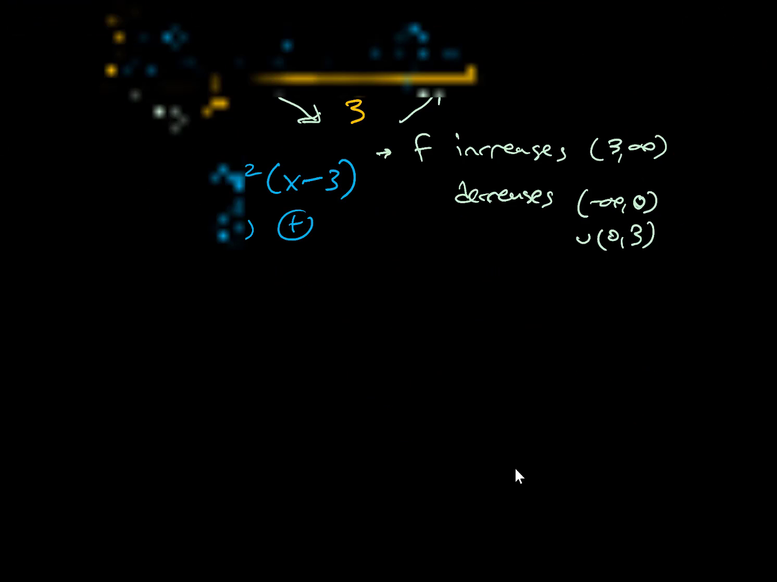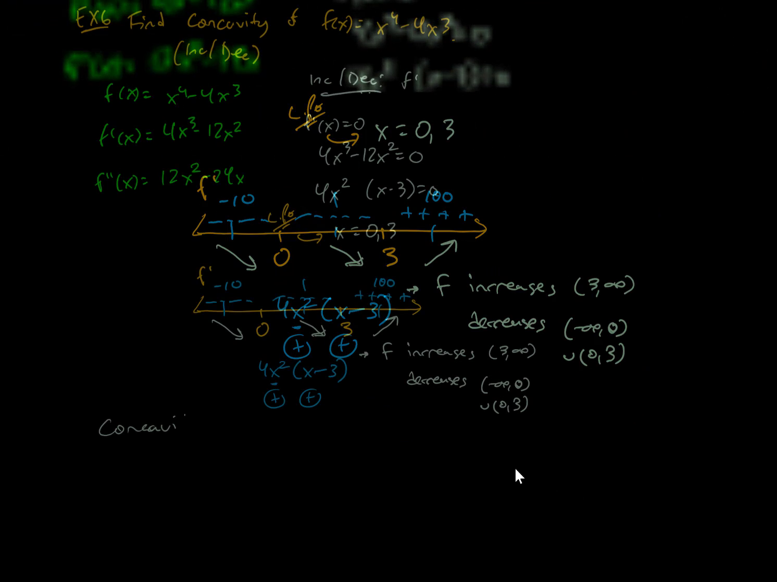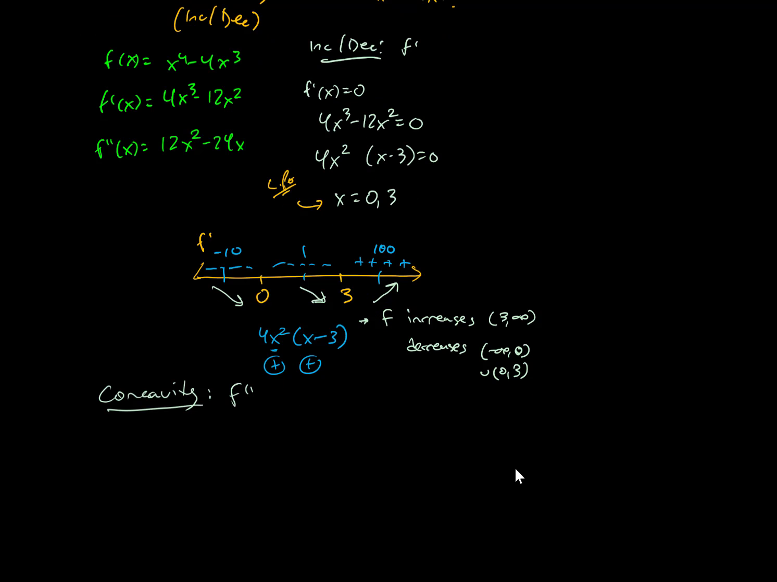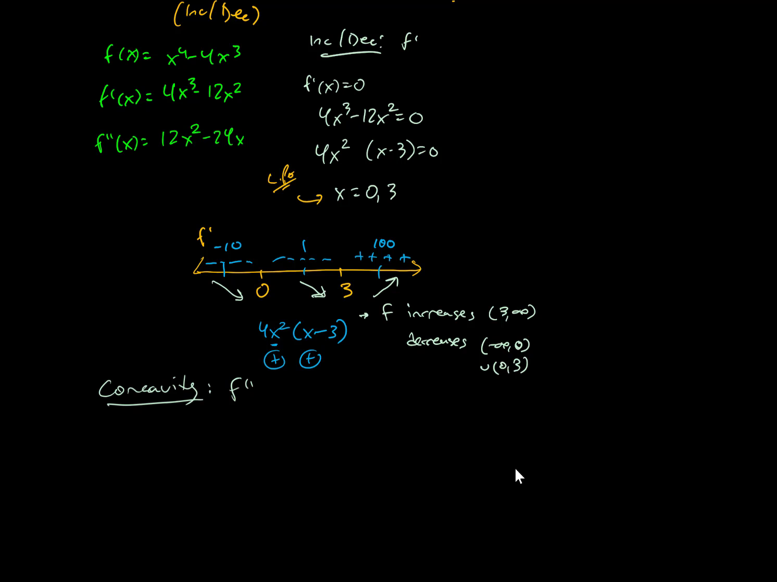Now we just want to look at concavity. And how do we do that? We do the exact same thing, just with the second derivative. So I take my 12x squared minus 24x, set it equal to 0, and I can take out a 12x again. I'm left with x minus 2. So I get x equals 0 and 2. And these may be inflection points.